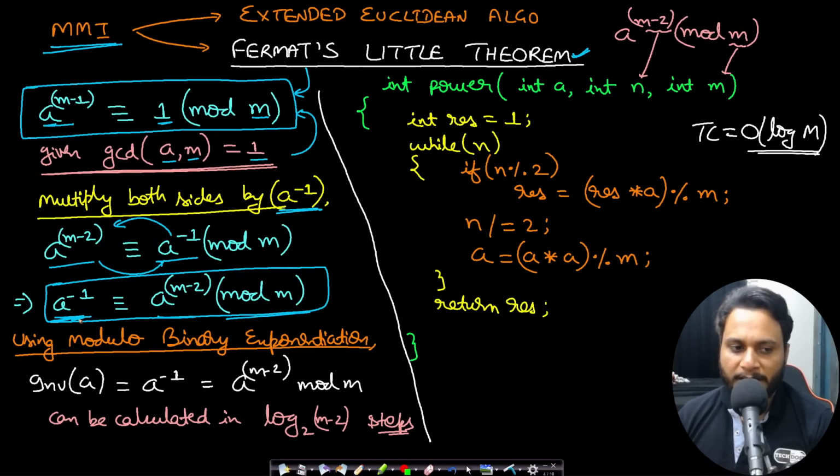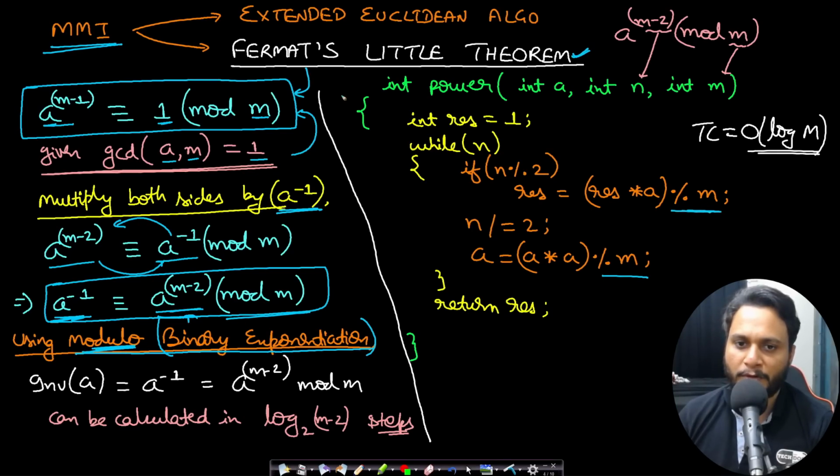And how do you calculate that? Well, calculating a to the power m minus 2 in the fastest way possible would be by using modulo binary exponentiation. In my previous video I have already explained binary exponentiation. In case of modulo binary exponentiation, you just have to take a mod function. The entire code of binary exponentiation is the same if you look here. On the right hand side, if I want to find a to the power m minus 2 mod m, then I will be passing a here, the m minus 2 will be passed as n, and this m is m here.